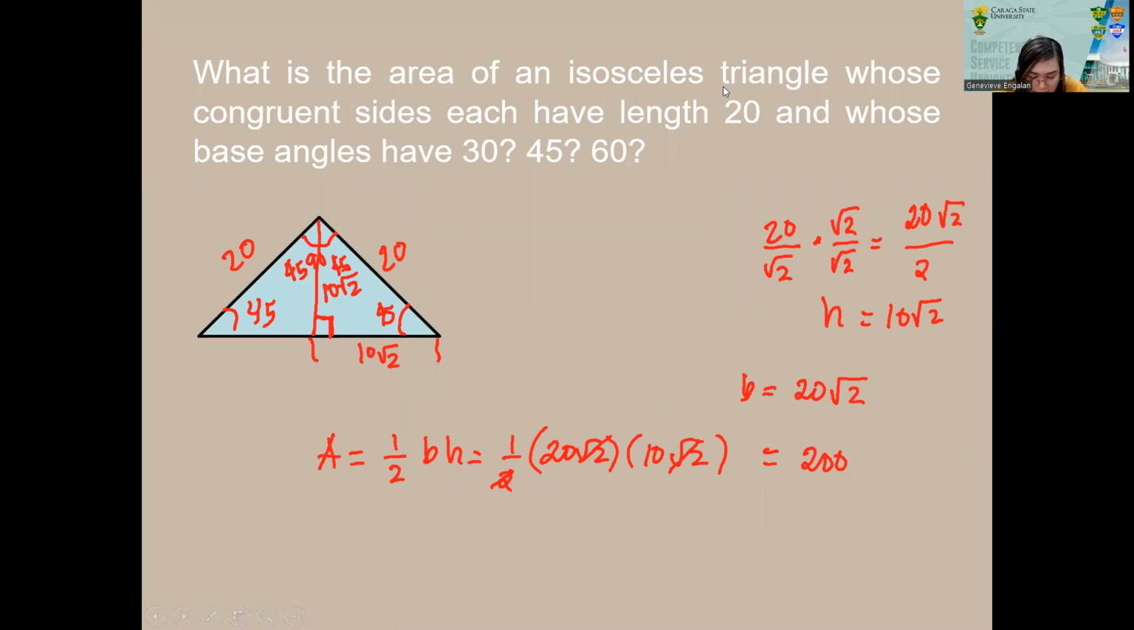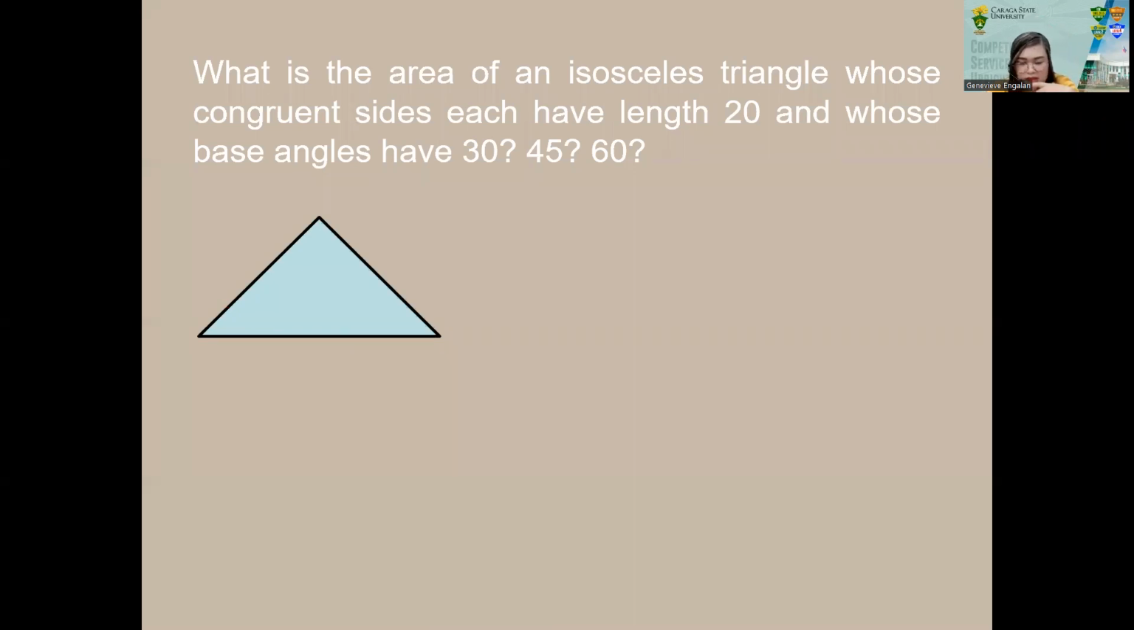Now you, what is the area if the base angle is 60? If this is 60, the remaining will be 60 too. So when cut, this will be 30, 30, 90. The length is 20. What is the shorter side? That is 1/2 of the base, so this is 10. How about the longer leg? 10 square root of 3. So what is our area? 50 square root of 3.